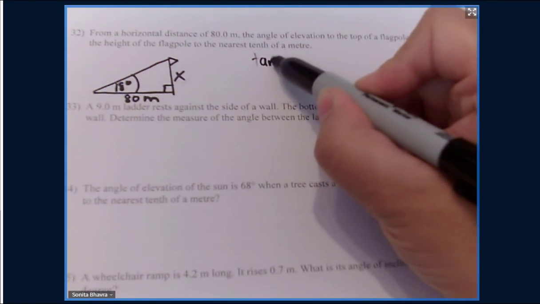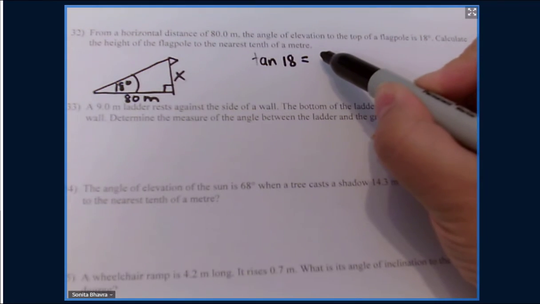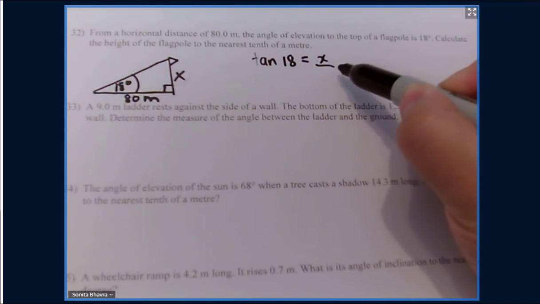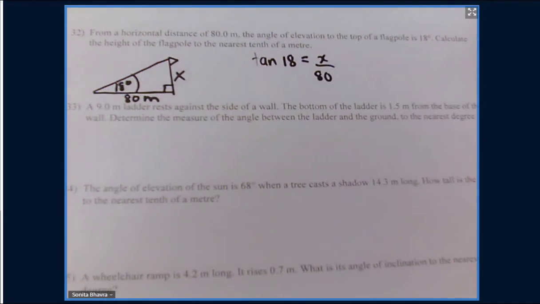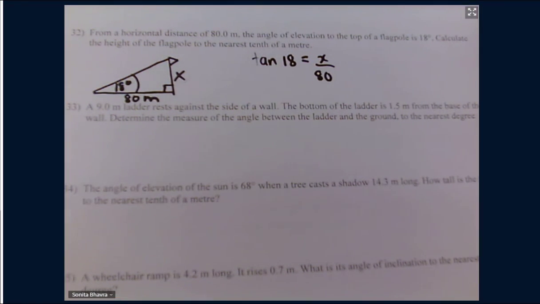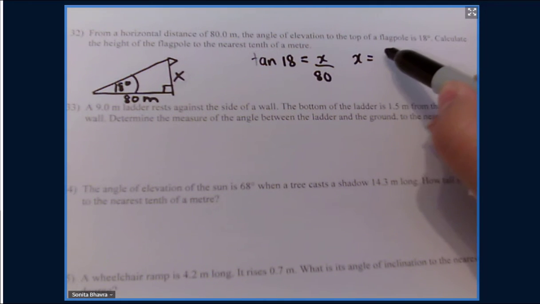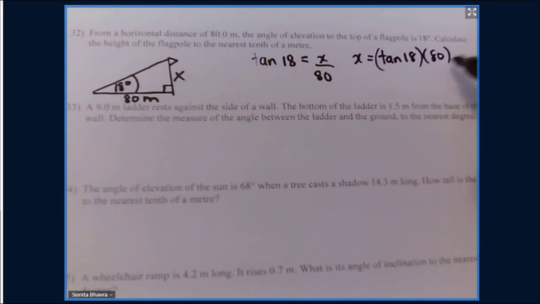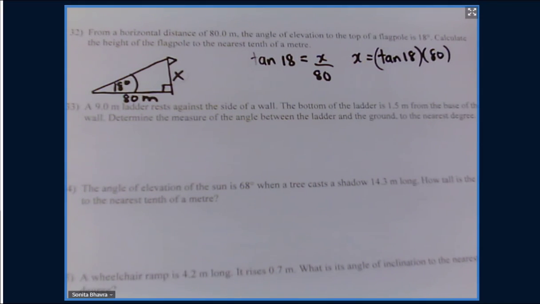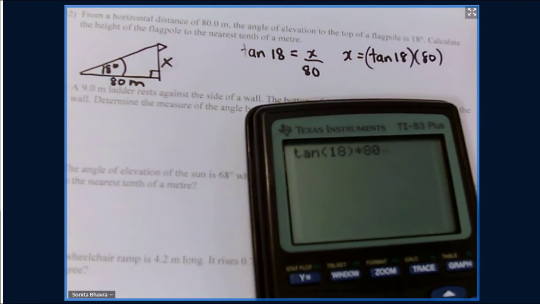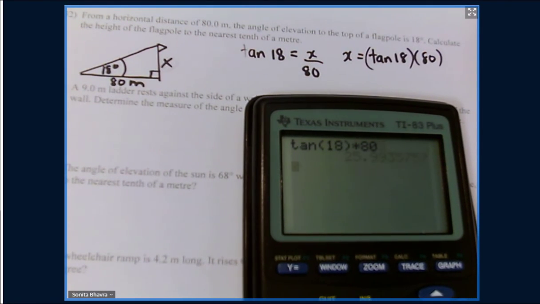So tan of 18 is equal to opposite, which is x, over adjacent, which is 80. All right, and then you're just going to multiply that out. x will be equal to tan of 18 multiplied by 80. Since we're looking for a side, you're just typing in tan of 18 times 80, just like this, I've just typed it in here.